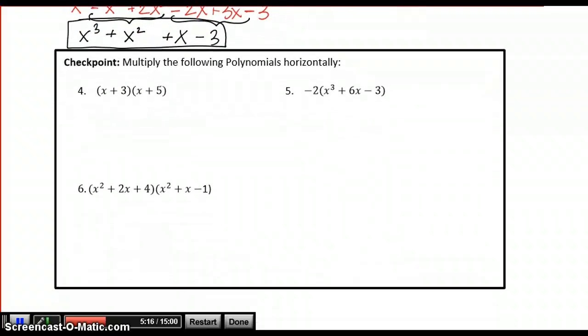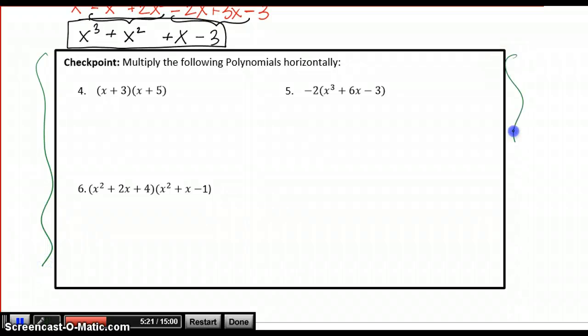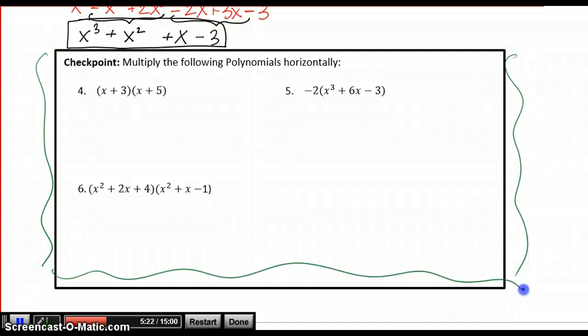Alrighty, go ahead and do the checkpoint here, numbers 4 through 6, to show us in class tomorrow.